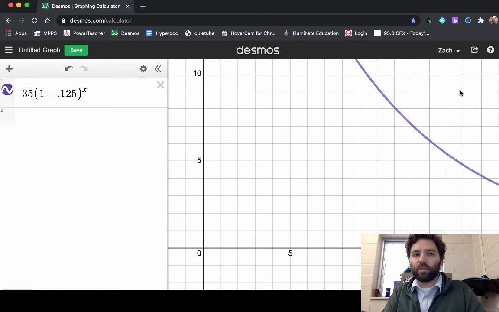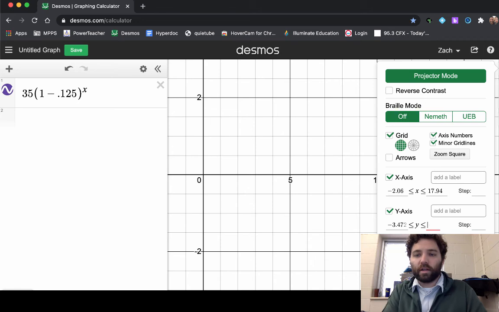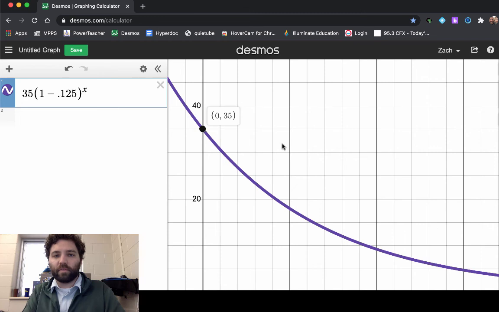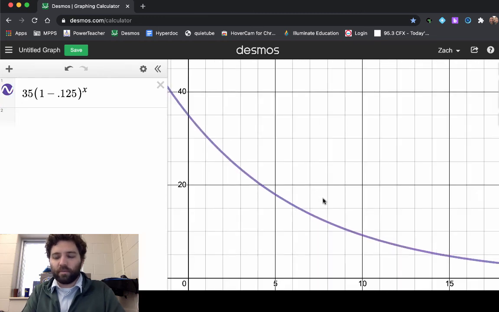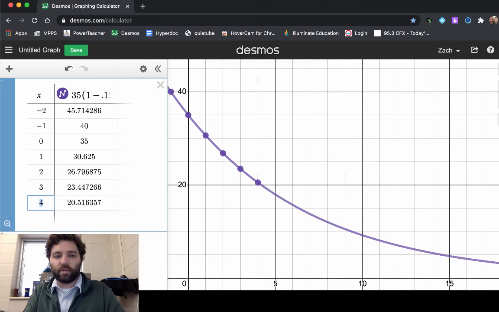So if we know that we start off with 35 milligrams, we need to look at least to 35 on the graph, on the y. Probably should go higher than that, so let's go to like 50. And so you can see here at time 0, the teen had 35 milligrams of caffeine in their body, and then you can see different points along the way here. A table is of course helpful for figuring this out. So after 2 hours, there's 26 milligrams, 3 hours, 23 milligrams, and so on. So it actually takes quite a bit of time. Right at about 5 hours is when half of the caffeine is out of the body.